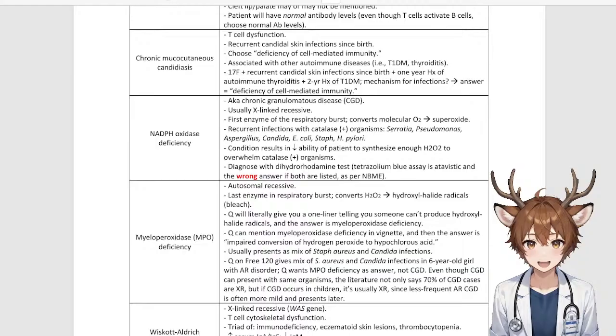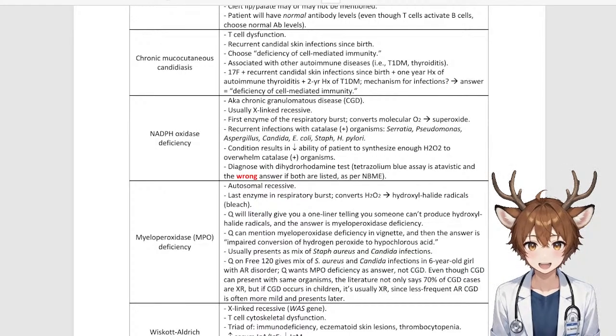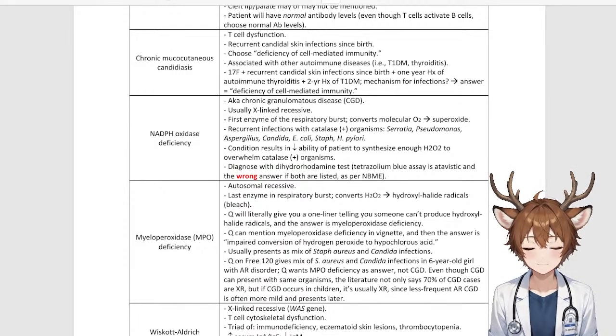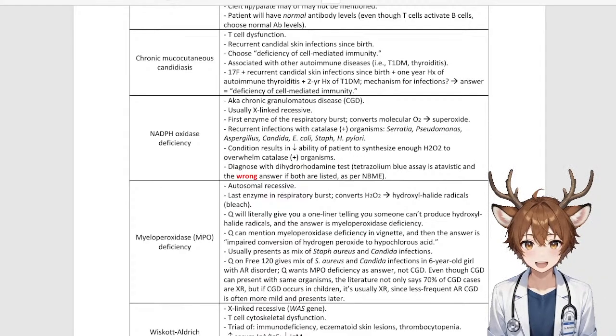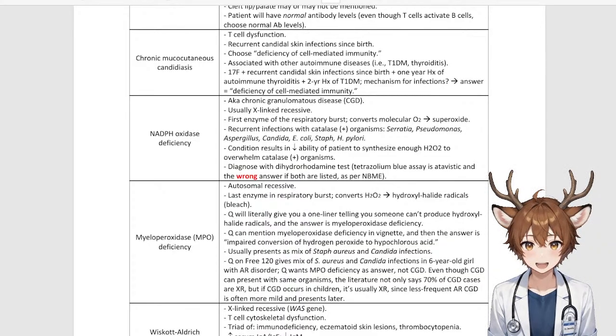Again, super not specific. Chronic mucocutaneous candidiasis, oh, well, probably deficiency of cell-mediated immunity. It's like, okay, sure. But they're not being very specific about what's going on. It's a T-cell dysfunction. Maybe they are going to be more specific, but sometimes they're not. Sometimes they're going to be a little bit vague.